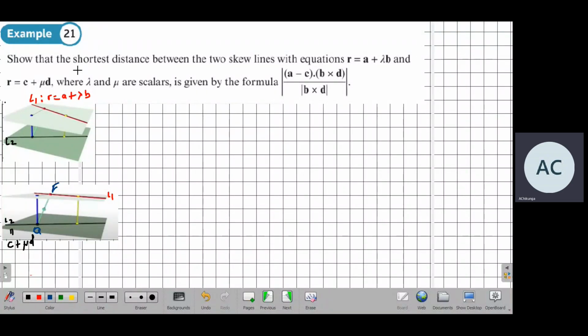All right, here we want to show the distance between two skew lines, which have the equations r is equal to a plus lambda b, and r is equal to c plus mu d, where of course lambda and mu are scalars. So we want to show that the formula, which is the shortest distance, is given by this form.